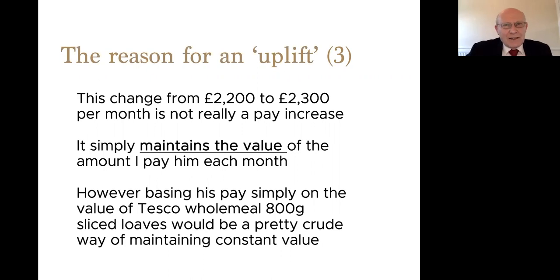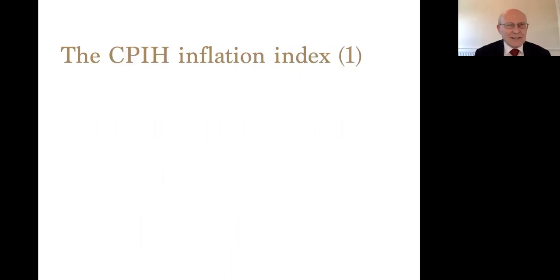However, you're going to say, well, that's a pretty crazy way of doing things. Because what happens if Tesco have an offer on their wholemeal 800-gram sliced loaves and start selling them for 80p? I'd have to cut his salary down, wouldn't I? So it's a very crude and simplistic method that I've suggested there of paying John a constant value of remuneration. There has to be a better way to maintain the value of what I pay him. And of course there is.